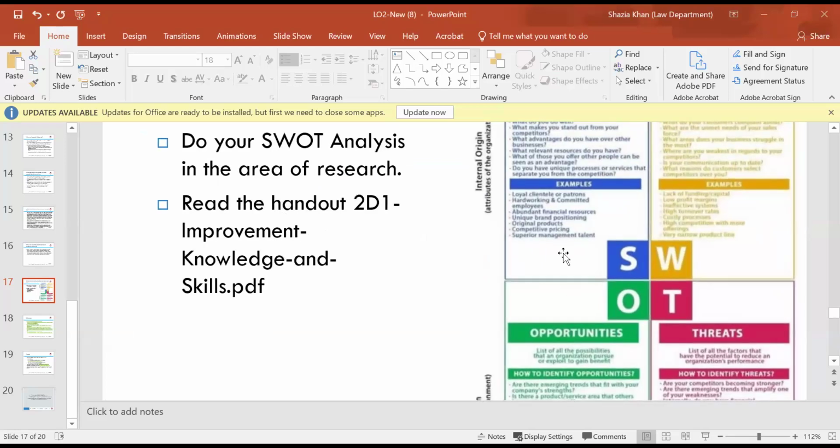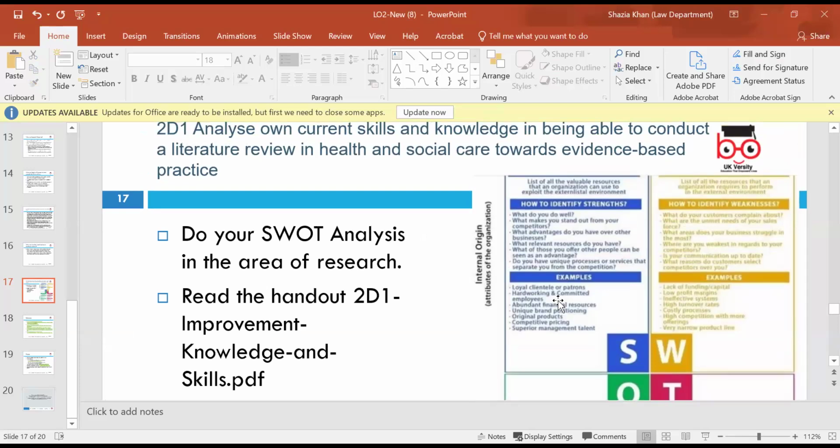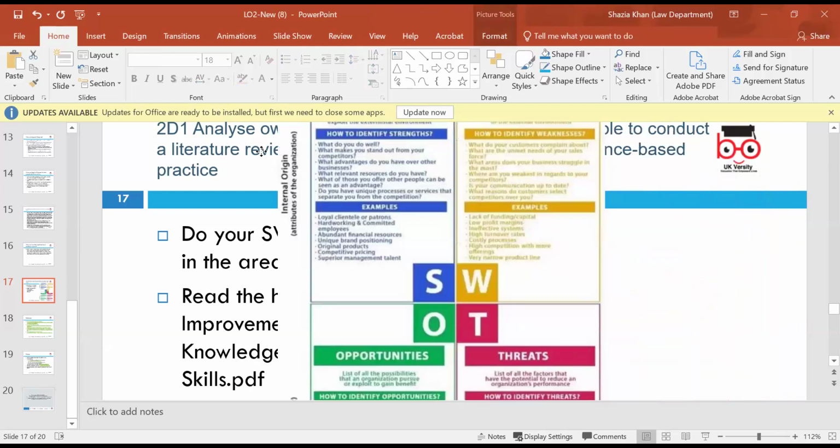You've got the S there, which is identifying your strengths. What do you do well? What makes you stand out from other competitors? What advantages do you have? Examples are things like you're hardworking, committed, competitive. These are your skills, your strengths. People don't like to talk about their strengths too much, but this is how you would do it.